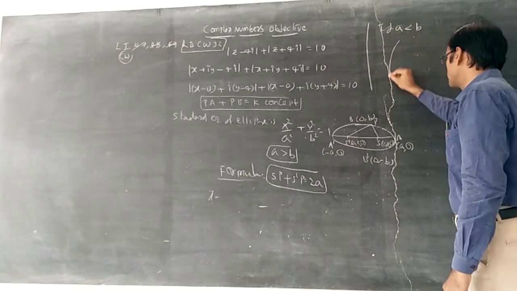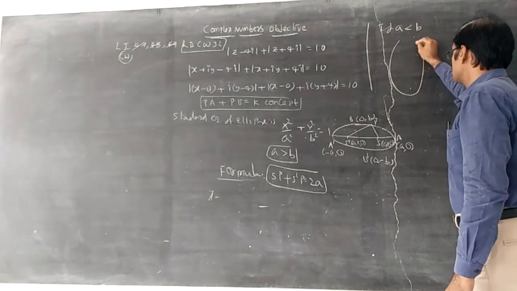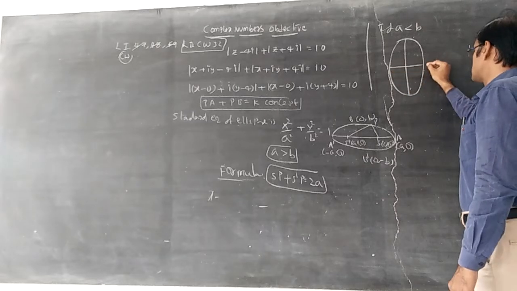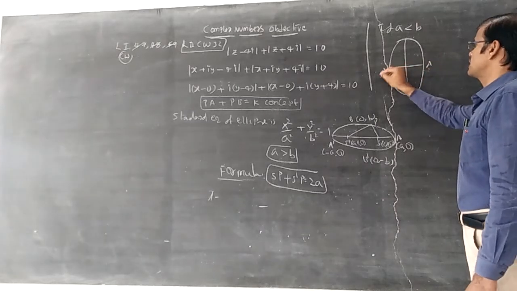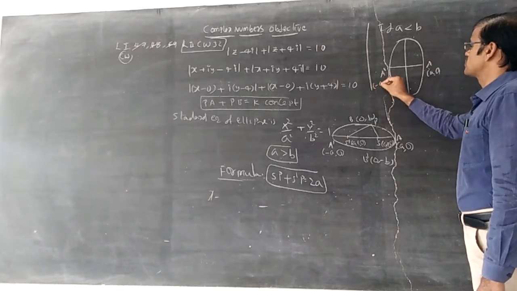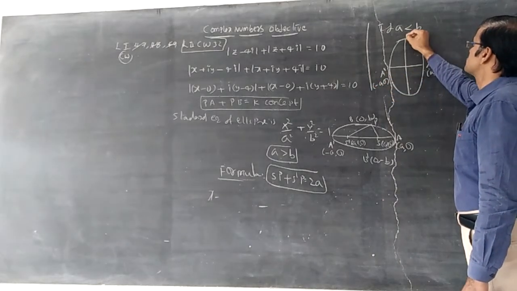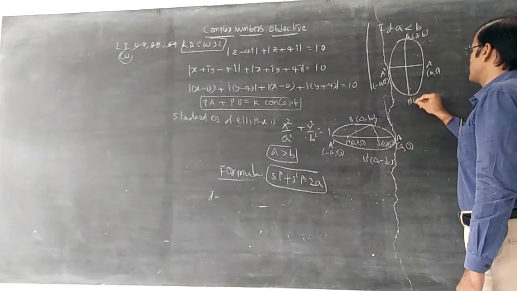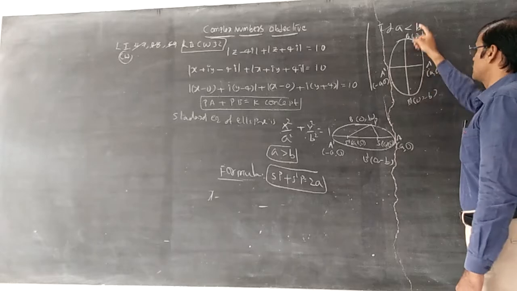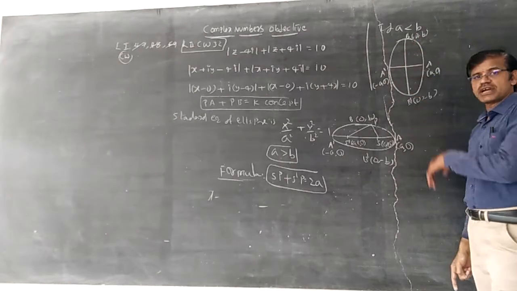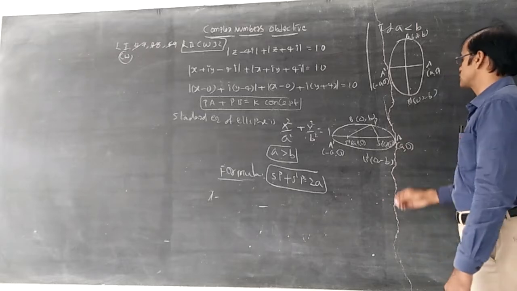If A is less than B, we should draw like this. This is A. This is A dash. Here A means (A, 0) and A dash means (minus A, 0). This is B, so this is (0, B) here and B dash is (0, minus B). Here A is less than B, or B is greater than A. Here the major axis is the Y axis and the minor axis is the X axis.